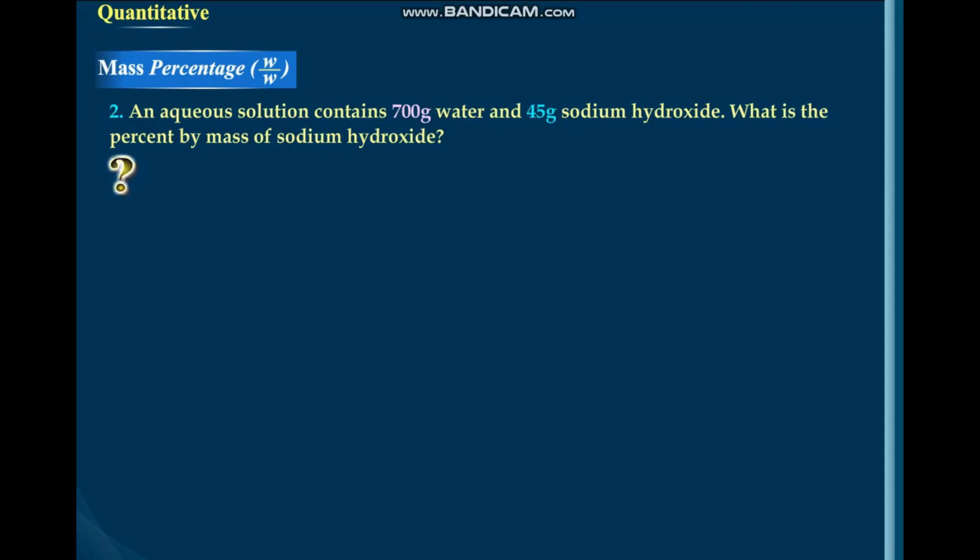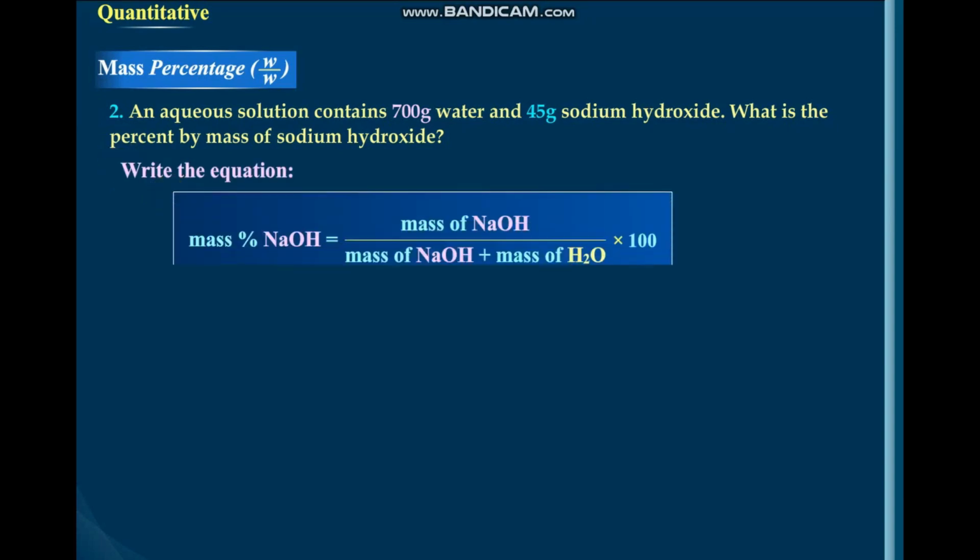Second problem related to mass percentage. An aqueous solution contains 700 grams of water and 45 grams of sodium hydroxide. What is the percent by mass of sodium hydroxide? A very easy question. First, write the equation. Always, for doing the problems, for the equation there is a mass, so don't forget to write the formula or the equation.